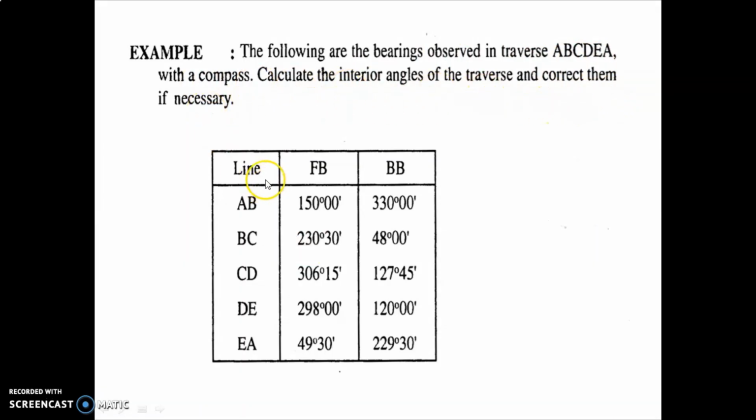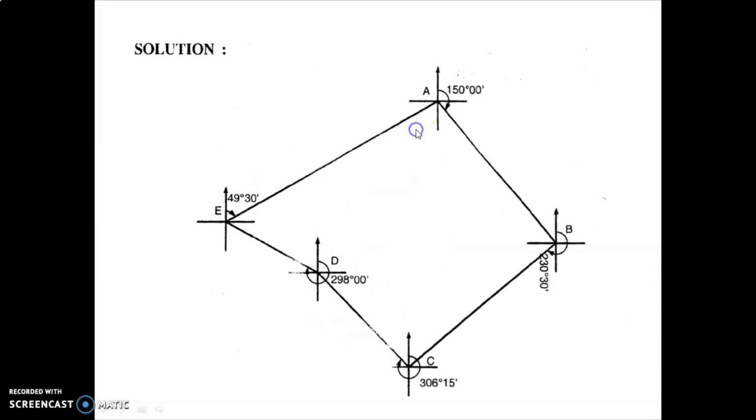Again three columns are given: the lines A B, B C, C D, D E, E A, the forebearing values, and the backbearing values. Now, same way, you first have to draw the traverse. I will draw the traverse using all the forebearing readings. I have taken one point here and drawn a line from A to B by taking forebearing reading 150.